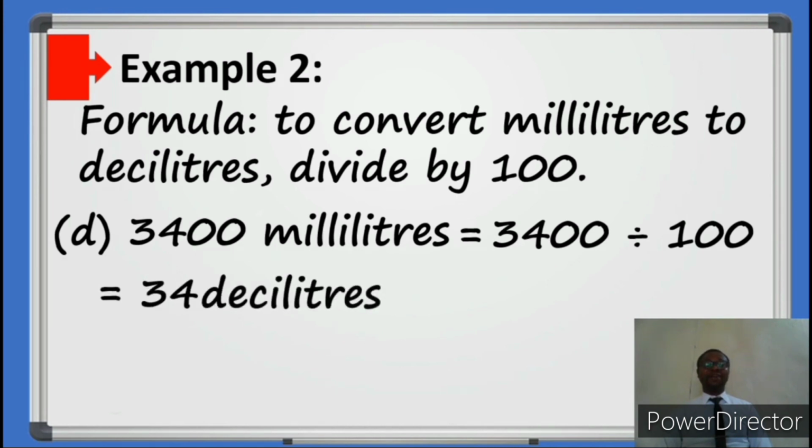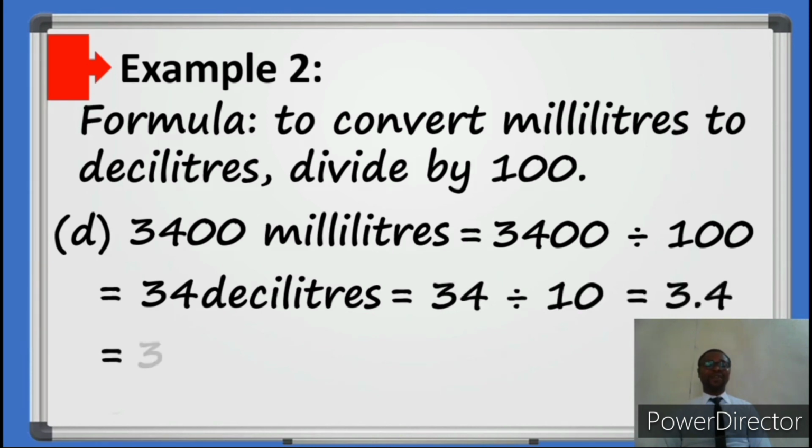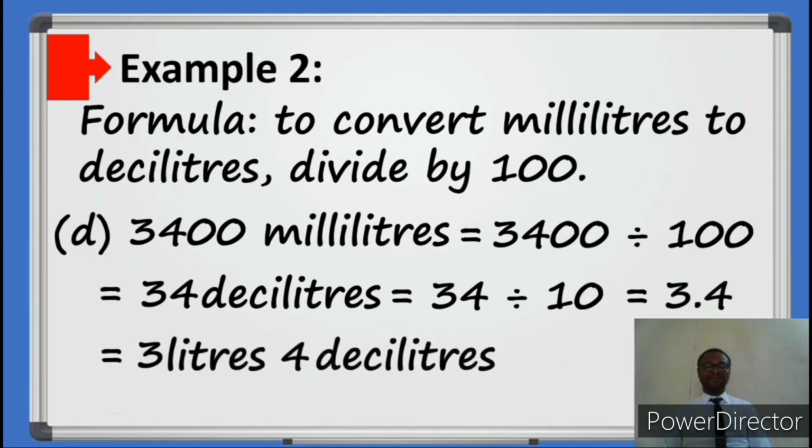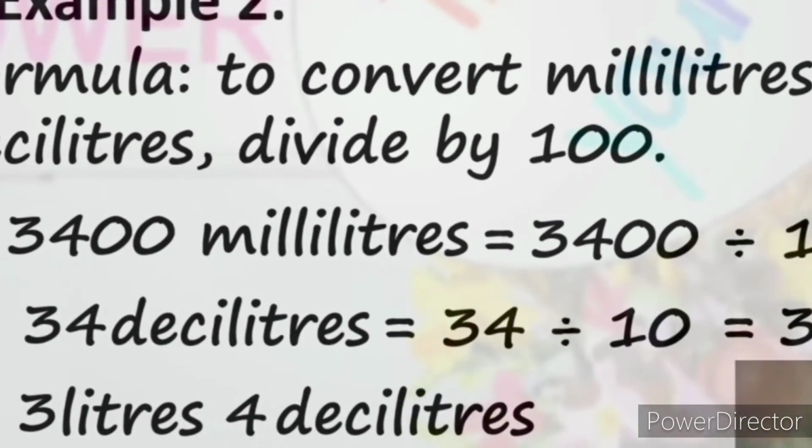Now, to get our final answer, we have to convert these 34 deciliters to liters. To do that, we divide 34 by 10, and 34 divided by 10 is 3.4. So the final answer will be 3 liters, 4 deciliters. That is it. This is our last example for today. I encourage all of you to go over the conversion table again, get yourself acquainted with it and study the formulas too, and that will make it easy for you to do your assignment.